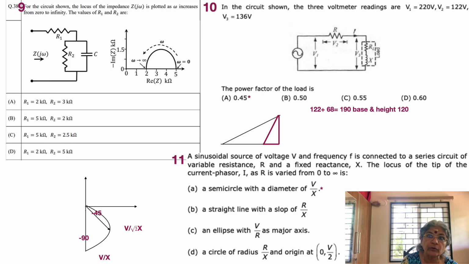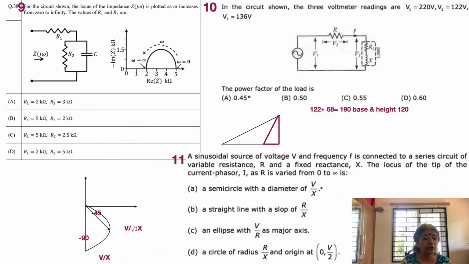So R1 plus R2 is equal to 5. That's the first analysis. Second, the real value is equal to 2 when omega equals infinity, which means the capacitor is now a short. If the capacitor is a short, because 1 by omega C goes to zero, then the only resistance left in the circuit is R1, and so R1 is equal to 2.